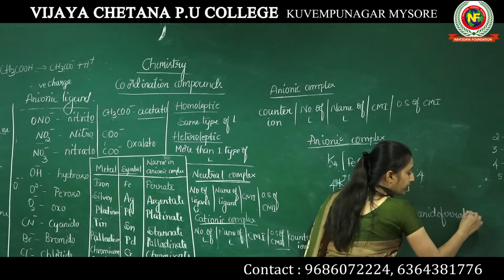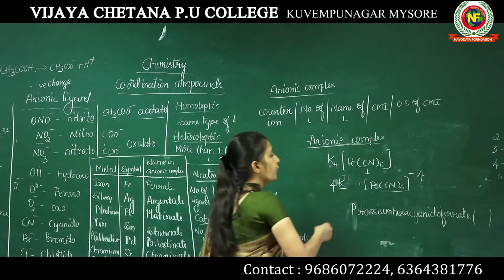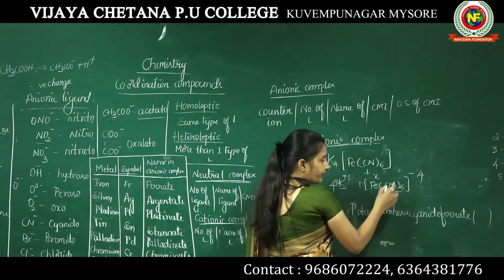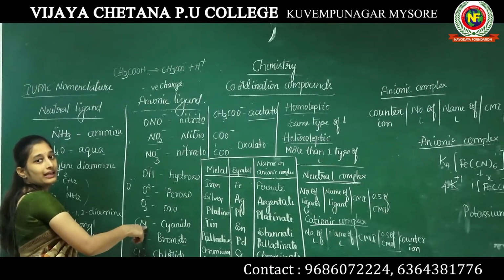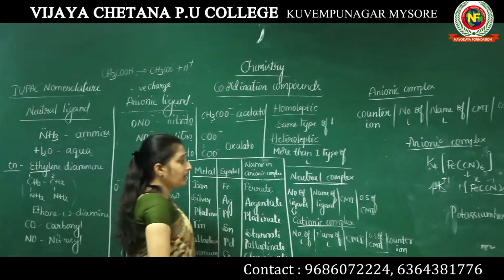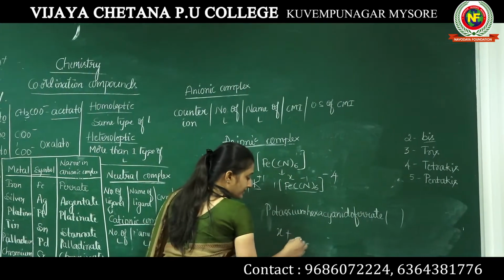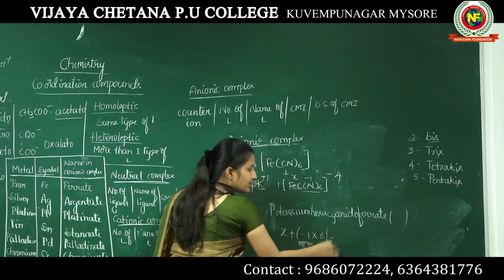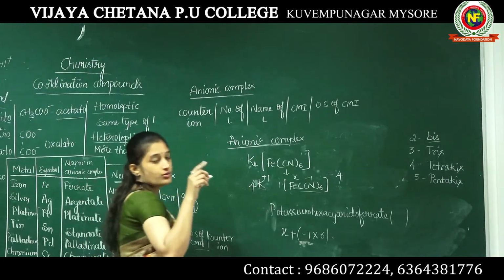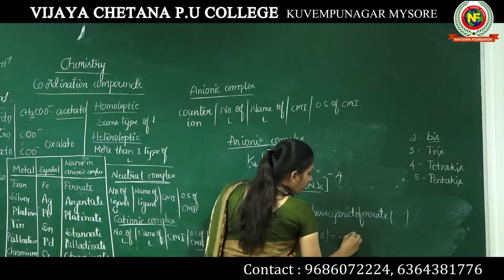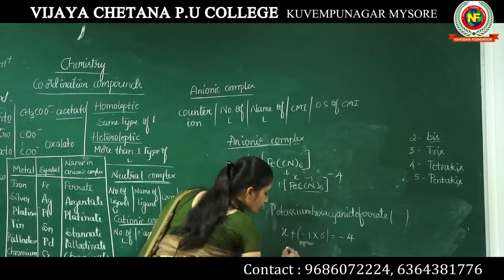Be careful, ferrate. What is the oxidation state of the iron? I don't know, I am going to calculate now. For iron, I don't know, so X. CN is -1, it carries a -1 charge. So now calculate x plus -1 into 6 times. -1 for one CN, and how many CNs are there? 6. So -1 into 6 is equal to overall -4.